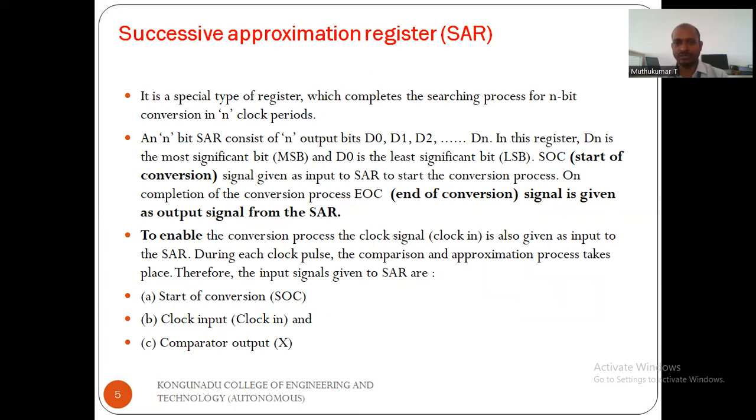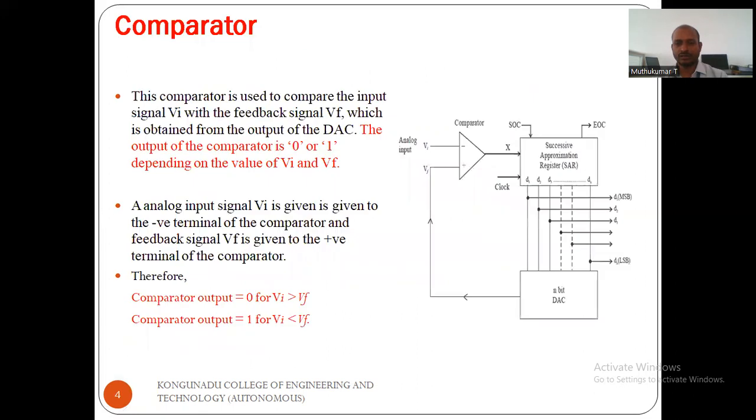So two basic conversion signals are available. One is the start of conversion, SOC. The SOC signal is given as input to the SAR to start the conversion process. Once the SOC signal is given to the SAR register, only then will the conversion process start. On the completion of the conversion process, the end of conversion, EOC, signal is given as output from the SAR. After conversion of the analog signal into a digital signal, the SAR gives the end of conversion signal. To enable the conversion process, the clock pulse is also given as input to the SAR.